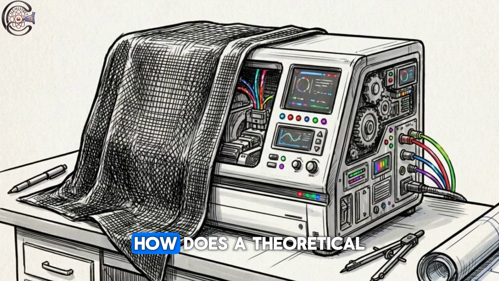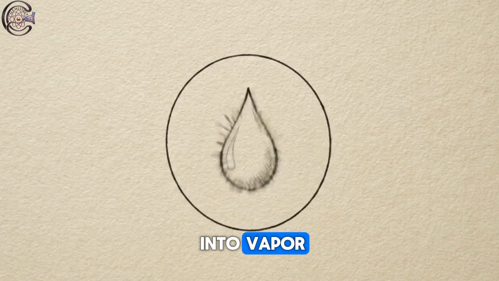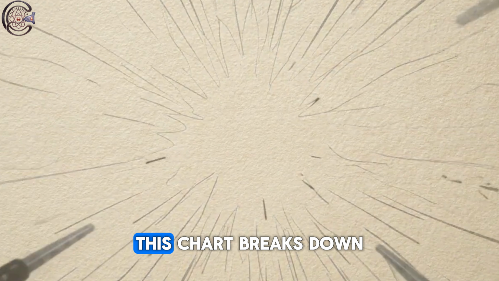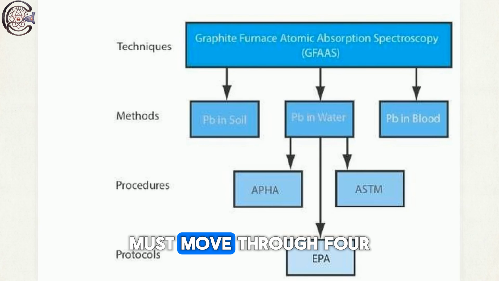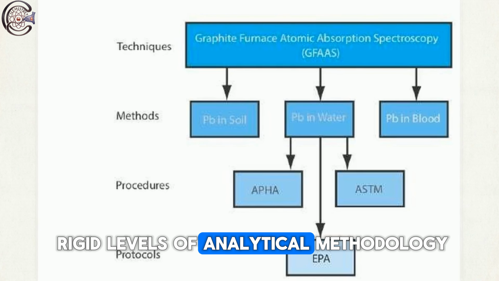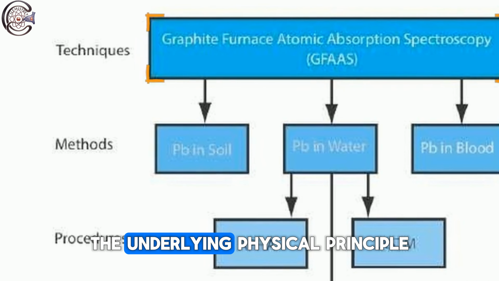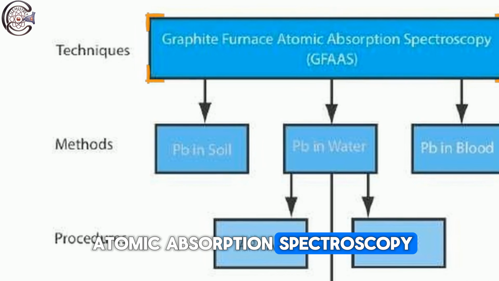An analytical chemist provides value by anticipating the obsolescence of current technology and designing the methods that will eventually replace it. How does a theoretical physical observation, like a liquid flashing into vapor, become a legally defensible test for public water safety? This chart breaks down the solution. To prove a result, a chemist must move through 4 rigid levels of analytical methodology. The first tier is the technique, the underlying physical principle. Here, it's graphite furnace atomic absorption spectroscopy.